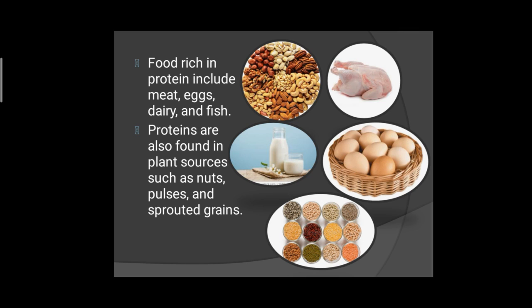Proteins are also found in plant sources. Some nuts also contain them: badam, pista, almond, walnut, and hazelnut. These nuts contain a rich amount of protein. Then in pulses, such as green gram and black gram, these pulses also contain a high amount of protein. Then sprouted grain. What do you mean by sprouted grain? When the seed just starts to germinate, those seeds are called sprouted grain.